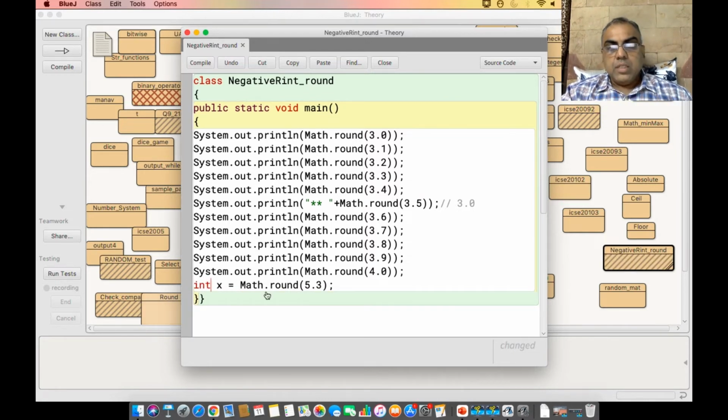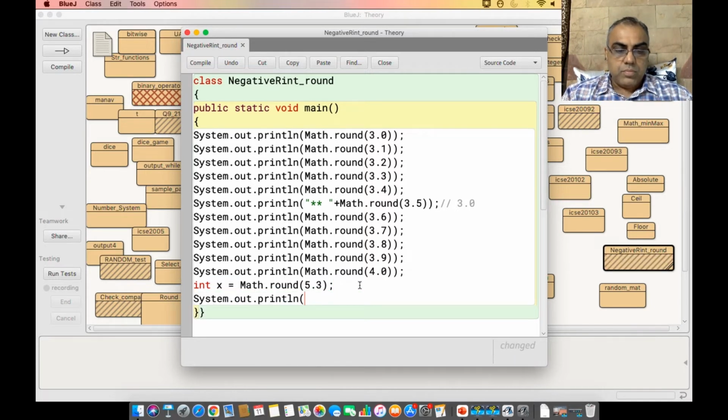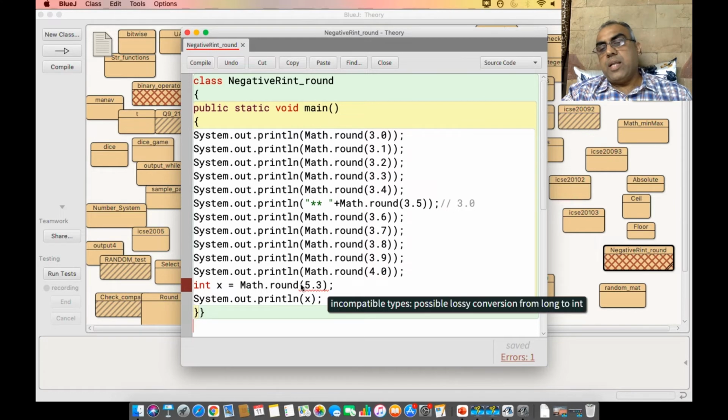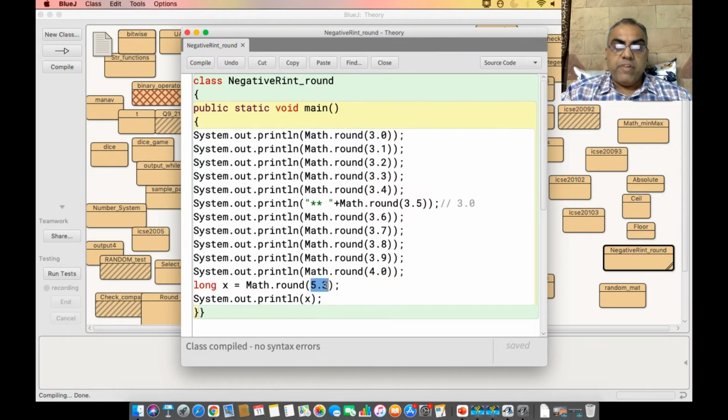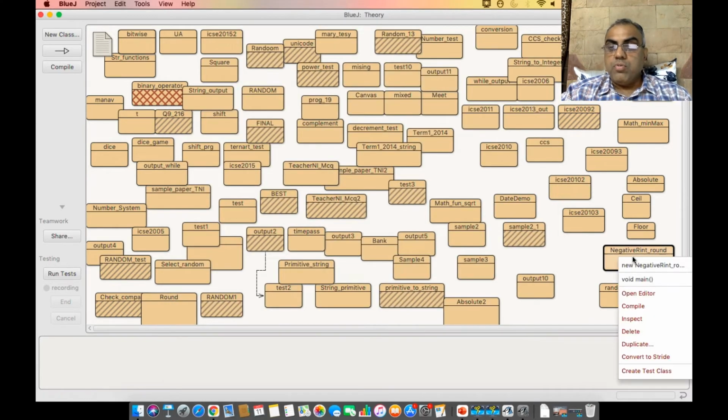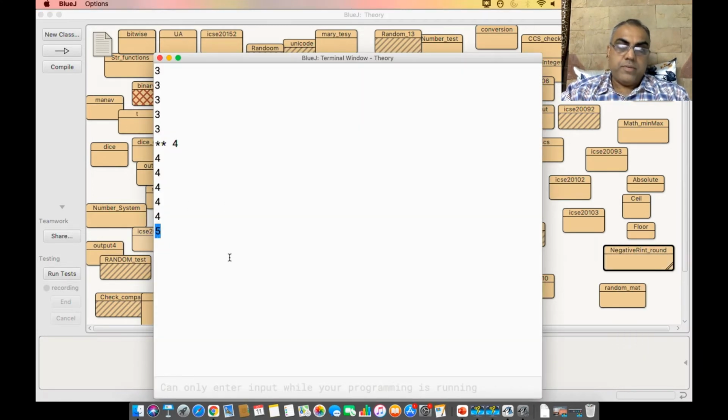If I type int, the moment I print my data, if I copy and paste and try to print the X value, you see that the moment I click, it gives me an error message. It says incompatible data type, possible lossy conversion from long to int. So the data is long, but you try to convert it into int. Except long, of course, you can write double or float because they are greater than long, but the return will always be an integer type. So this answer will also be 5, not 5.0, only 5. So this is how you got it.